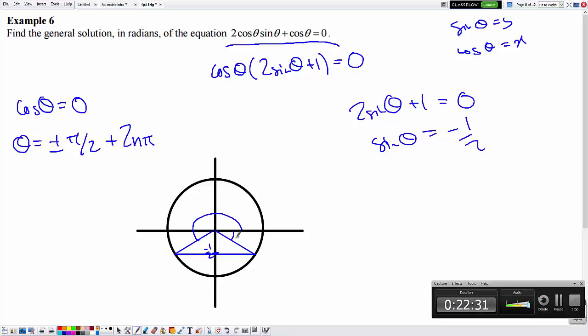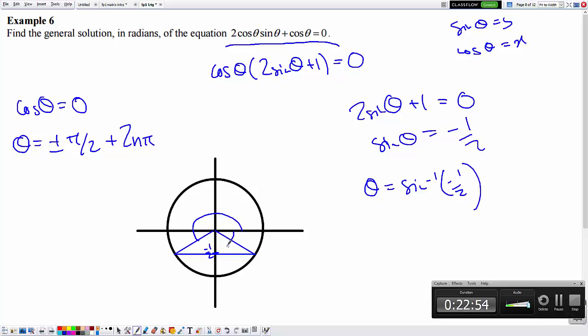Okay, so how do we do this? Well, let's use our calculator. The calculator will give us one of them. Remember, when you're finding your angle, just use your calculator. So theta equals inverse sine or arc sine. Inverse sine and arc sine are the same thing. Minus a half.